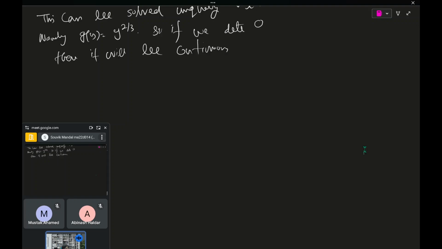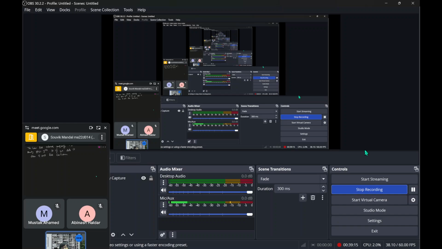So this is the thing. Basically this is a use case of the implicit function theorem and some other basic things. So there is really nothing to worry about.